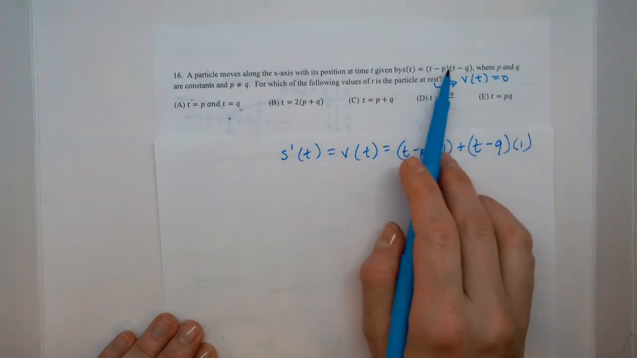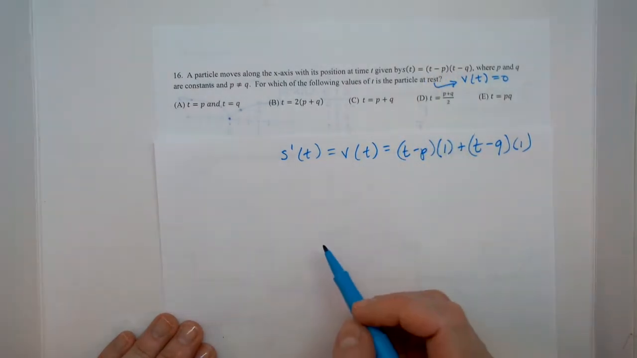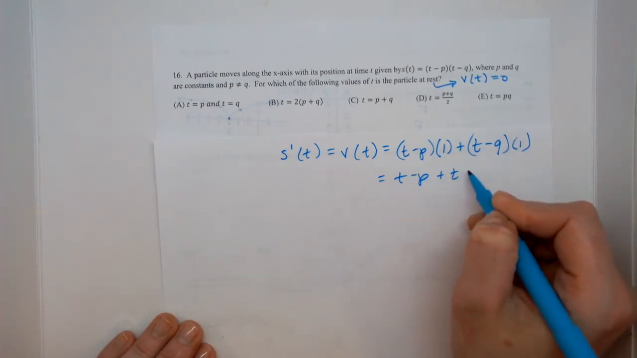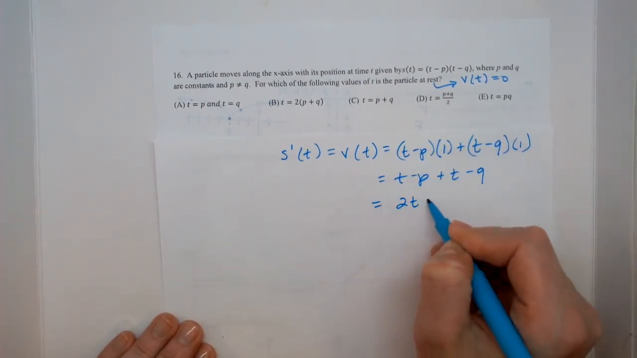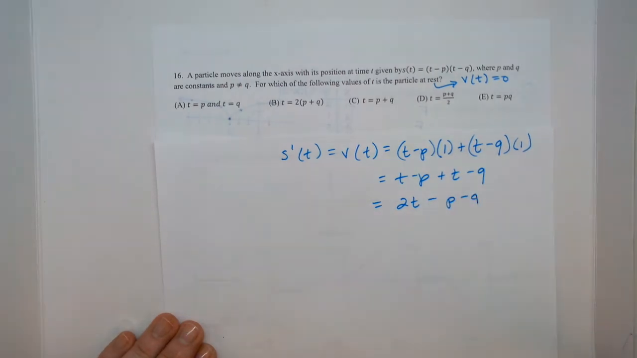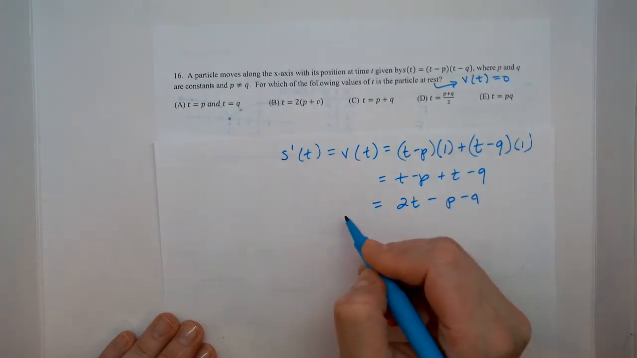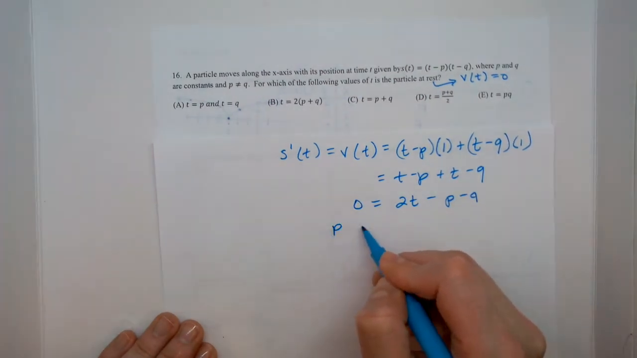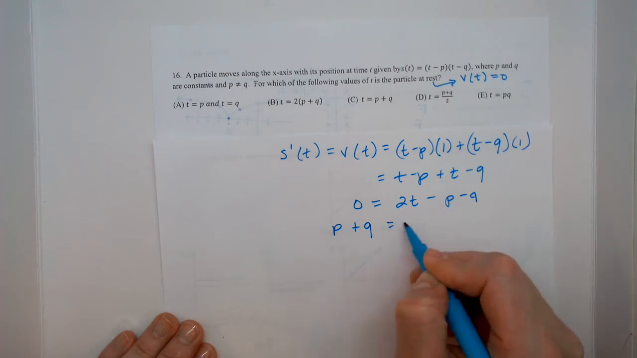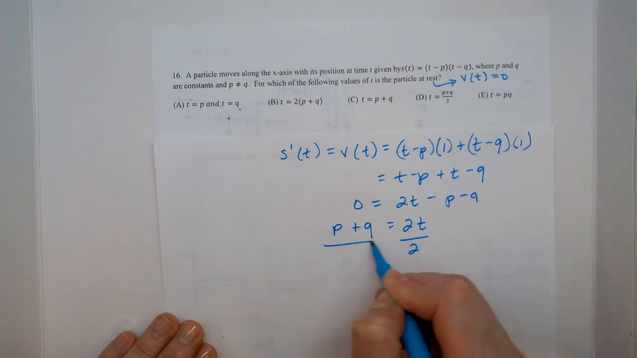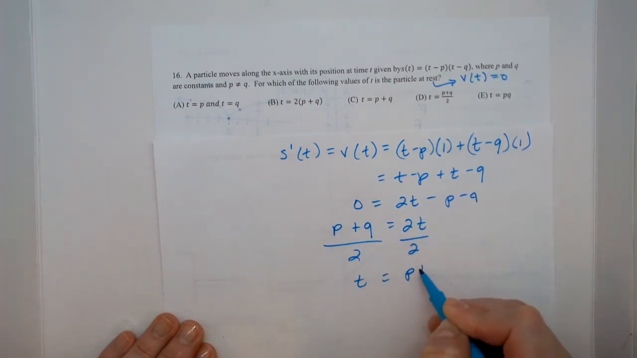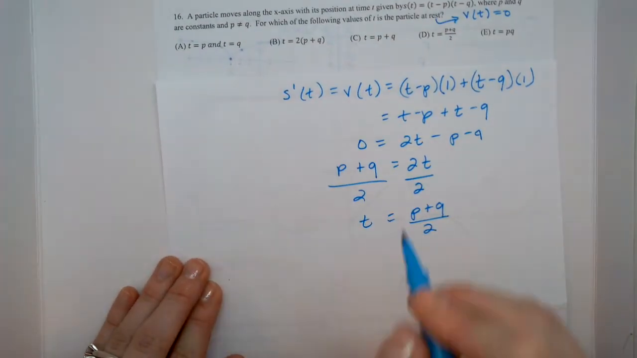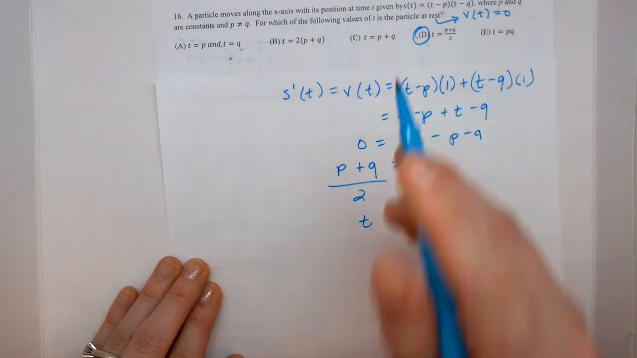And remember here, t is the variable, p and q are constants. It tells us that in the problem. Okay, so that leaves us with t minus p plus t minus q. So that's 2t minus p minus q. And that's the velocity. So if the particle is at rest, the velocity is 0. So let's add the p and the q to the other side, divide by 2, and t is equal to p plus q over 2 when the velocity is 0. So let's see, that's answer choice D, p plus q over 2.